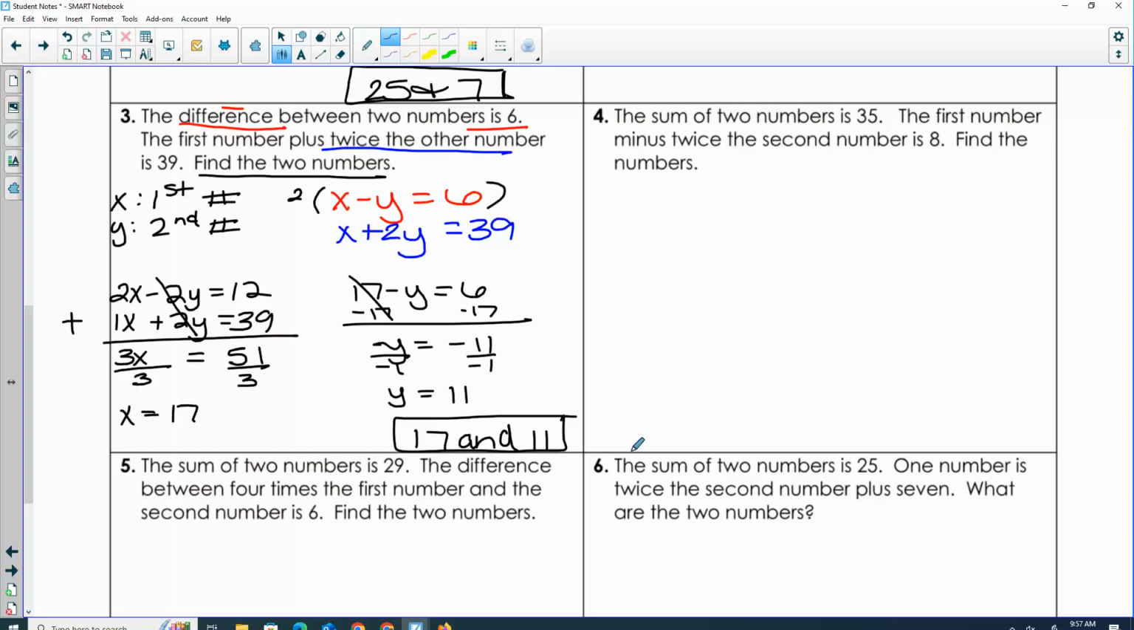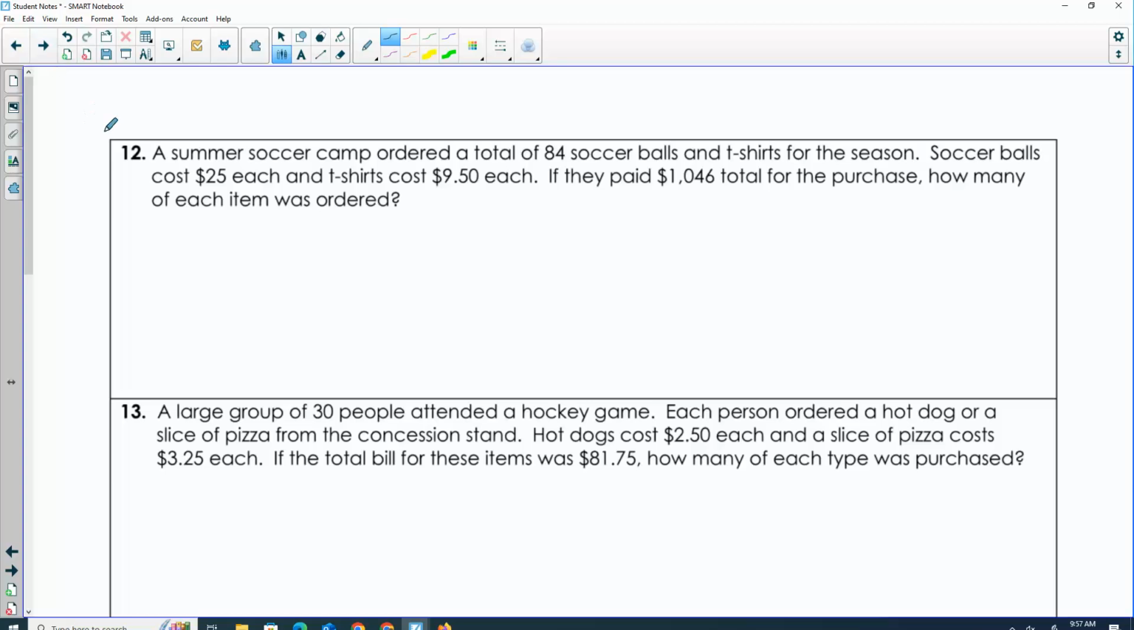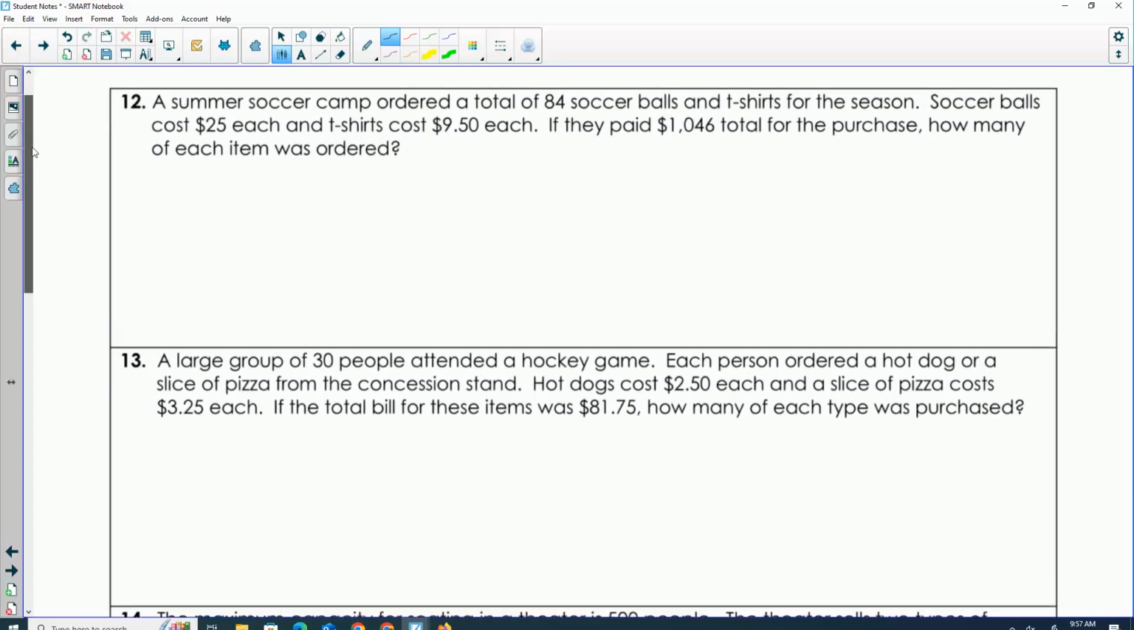Are there questions on that one? Okay. I want to jump a long way. I want to go to problem 12. I told you I'm jumping around today.